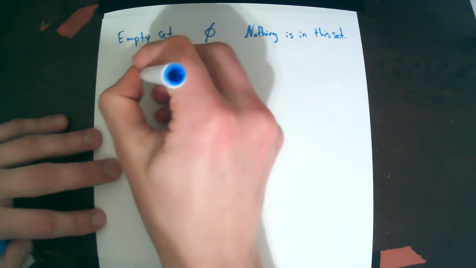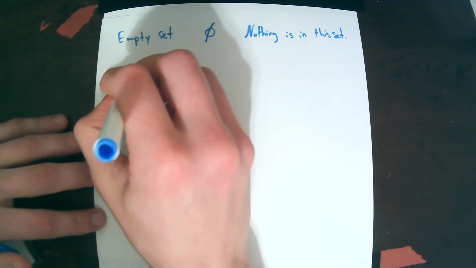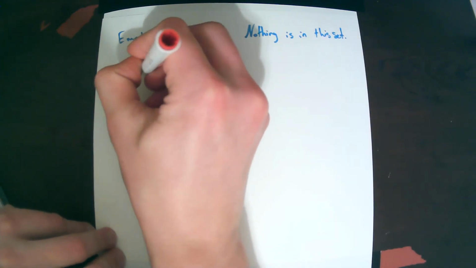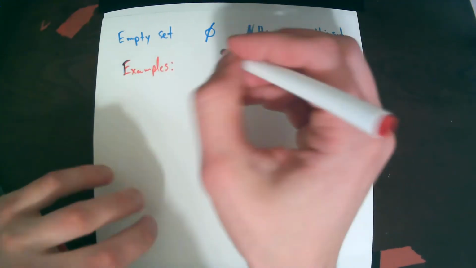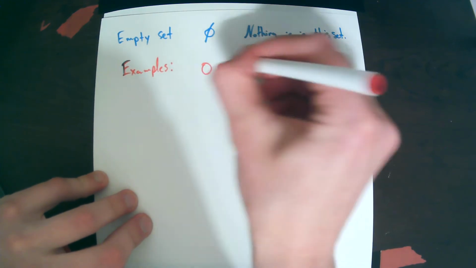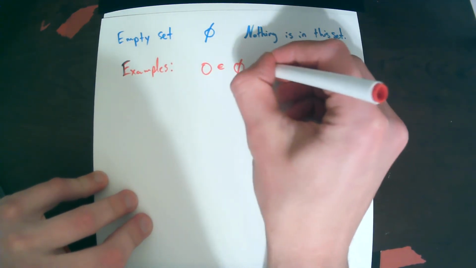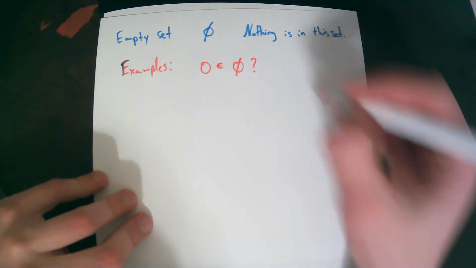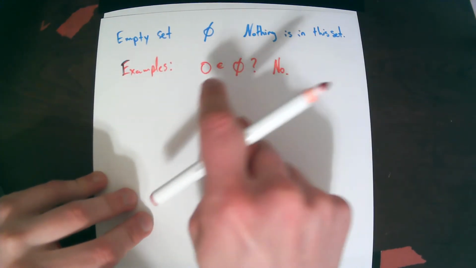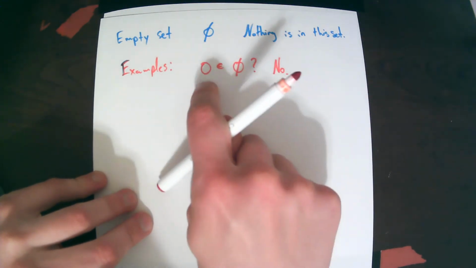So, here are some questions. Here are some quick little examples. I guess I use red for examples. I'll stick to that. Examples with the empty set. Is 0 an element of the empty set? No. Why? Because nothing is in the empty set. Not even the number 0.